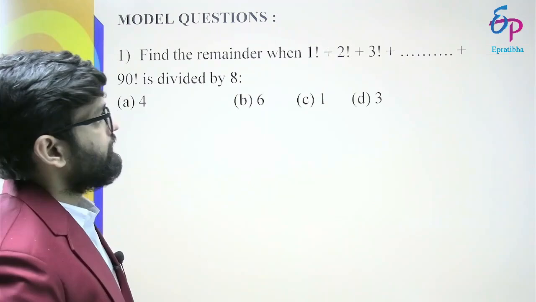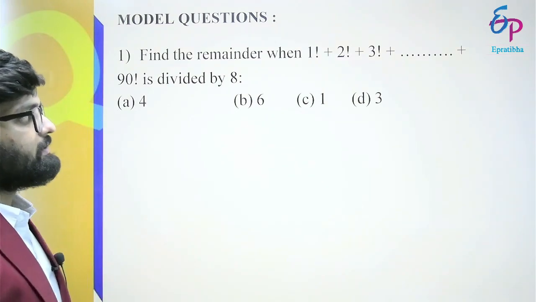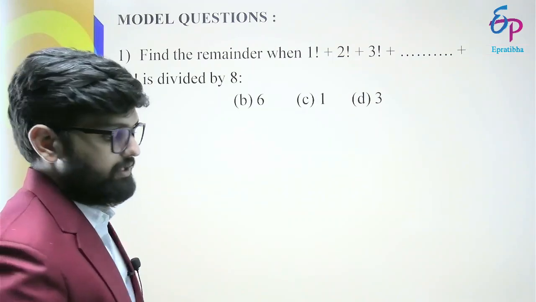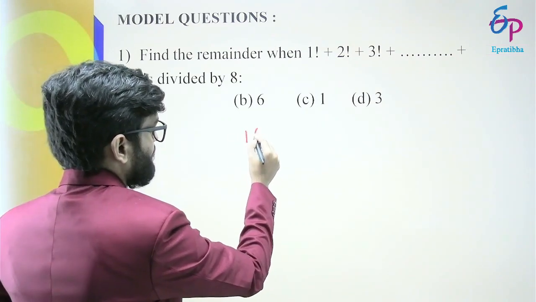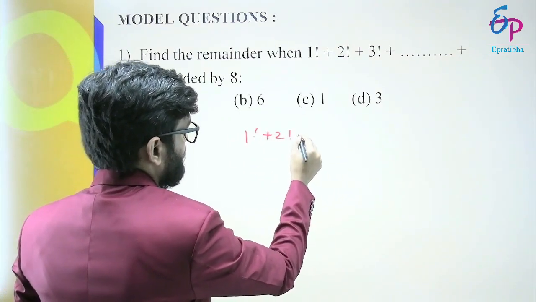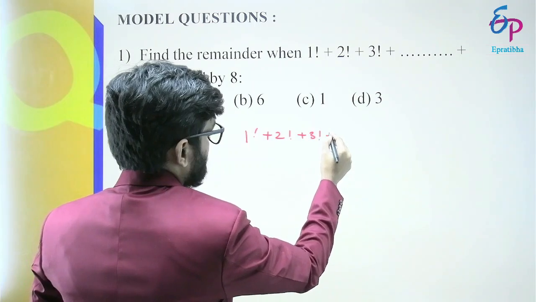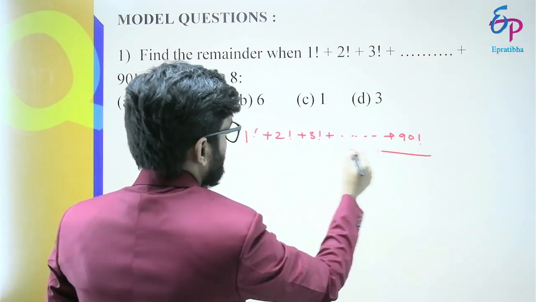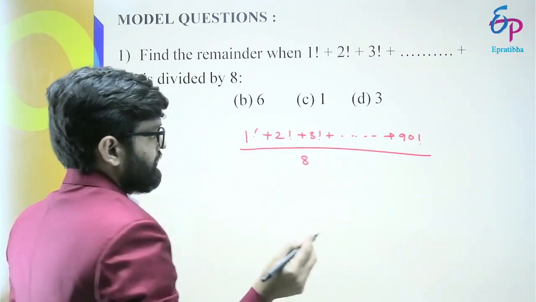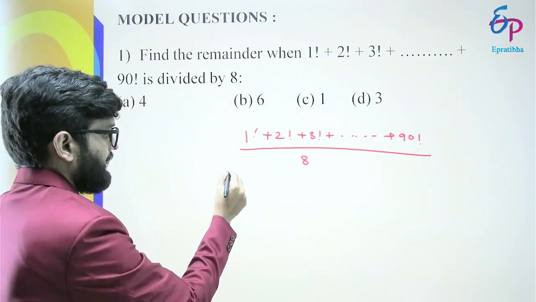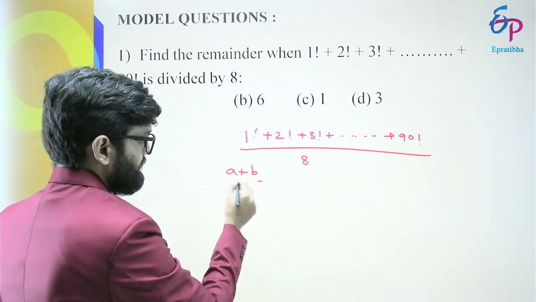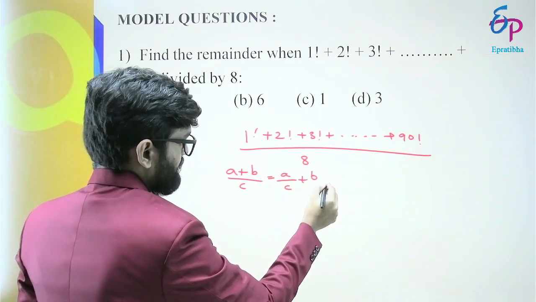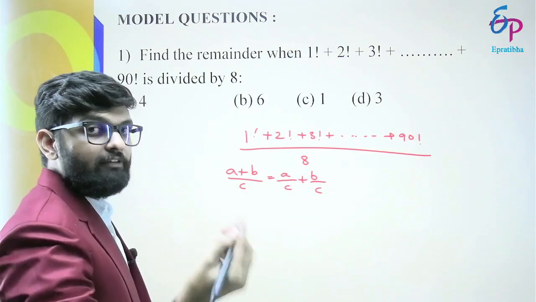Now find the remainder when 1 factorial plus 2 factorial plus 3 factorial and so on up to 90 factorial is divided by 8. So what happens? Can I tell (a plus b) by c is equal to a by c plus b by c? Yes or no? So let me divide in the same way.